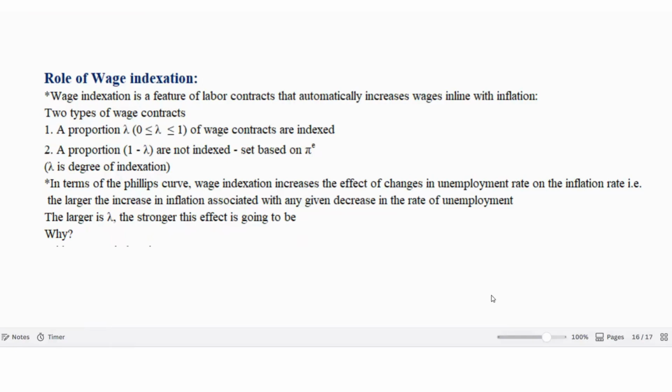We now want to look at the concept of wage indexation in the context of the Phillips curve. Wage indexation is a feature of labor contracts that automatically increases wages in line with inflation. So now there'll be two types of wage contracts.